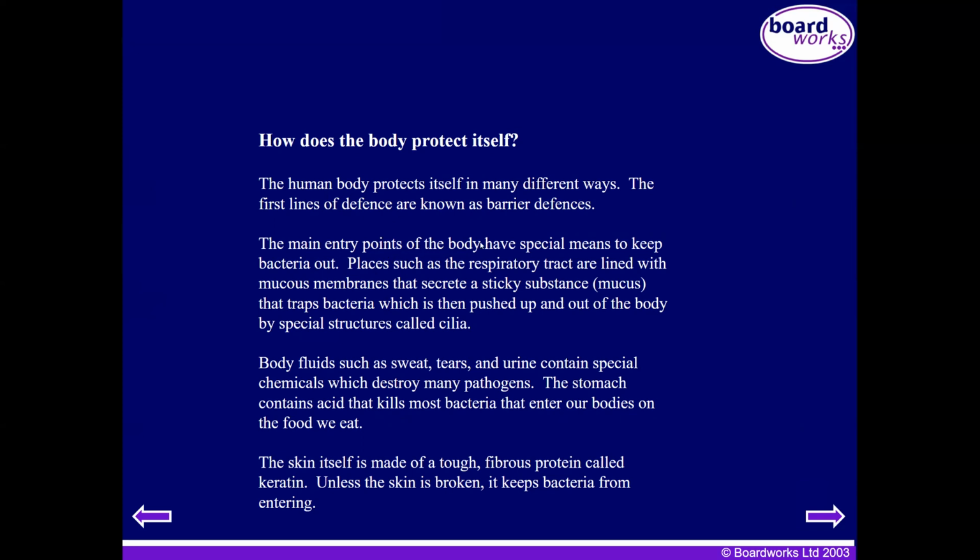So the main entry points of the body have special means to keep the bacteria out, as we've just talked about before. Now, in more detail, the respiratory tract is lined with mucous membranes that secrete a sticky substance, or mucus, and this helps prevent bacteria from entering into the lungs. Body fluids such as sweat, tears, and urine contain special chemicals to destroy many pathogens. The stomach acid kills bacteria, and the skin itself, as we've talked about, is protein containing keratin, and it's really good at stopping infection.